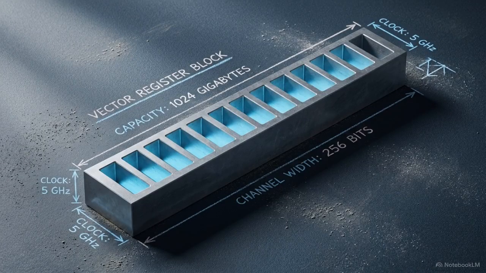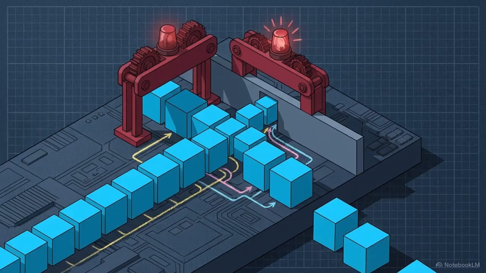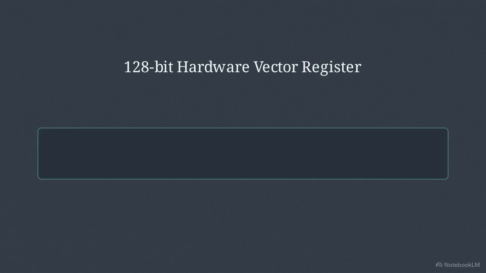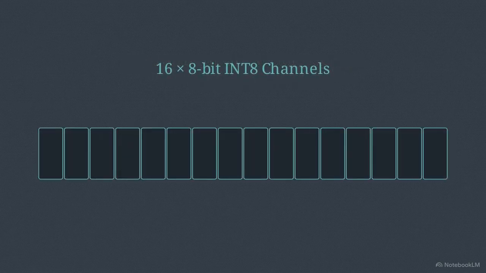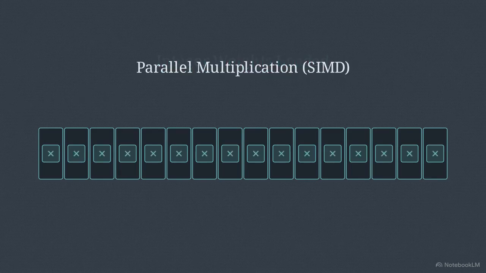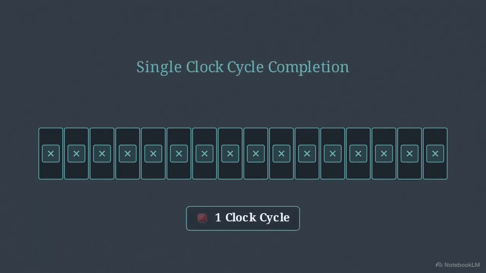Most modern edge chips utilize 128-bit hardware vector registers. Instead of running a loop that processes one piece of data at a time, these registers allow the hardware to execute multiple data commands from a single instruction. A single 128-bit hardware lane splits into 16 discrete 8-bit channels. This allows the processor to load 16 individual integer weights and perform 16 multiplications in the exact same clock cycle.